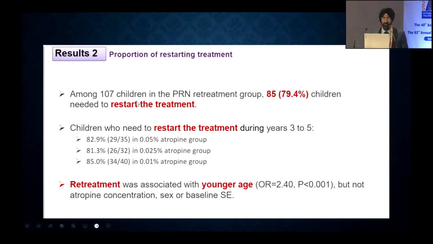So among the 107 children, about 79.4% needed to restart the treatment in the PRN treatment group. But the proportion who needed to restart the treatment was almost similar in the 3 concentration groups. You can see almost similar, 82, 81, 85. And retreatment was associated with a younger age group, with no effect of atropine concentration, sex or baseline spherical equivalent. So it shows the age was having a significant effect.